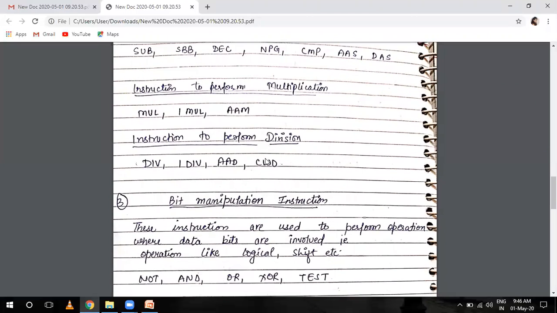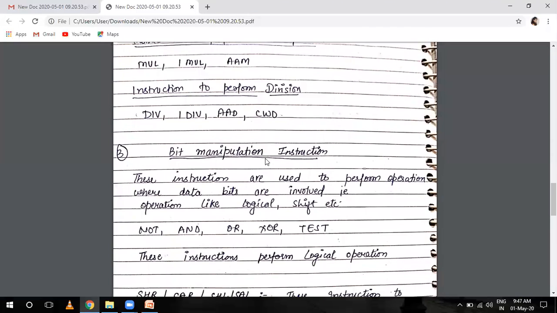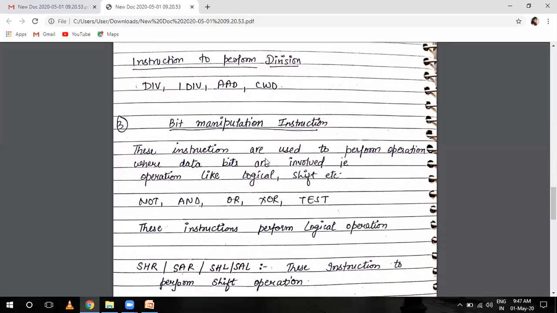Next are the instructions to perform division. These are DIV, used to divide an unsigned word, and IDIV, to divide a signed word or a signed double word by a word. AAD is adjust ASCII code after division. CWD is used to fill the upper word of the double word with the sign of the lower word.